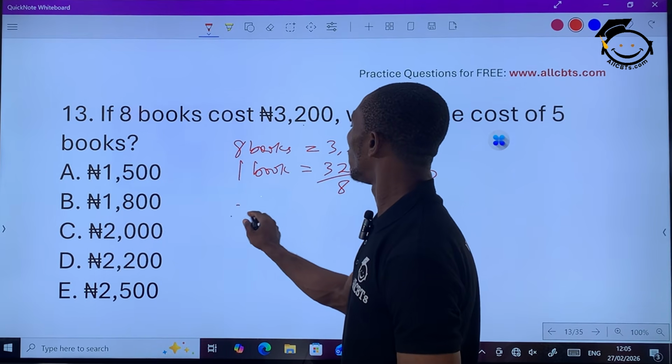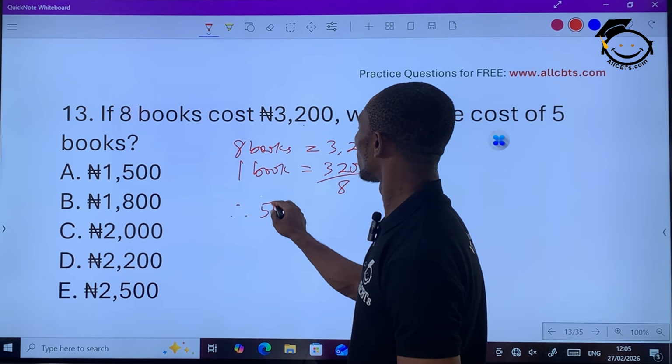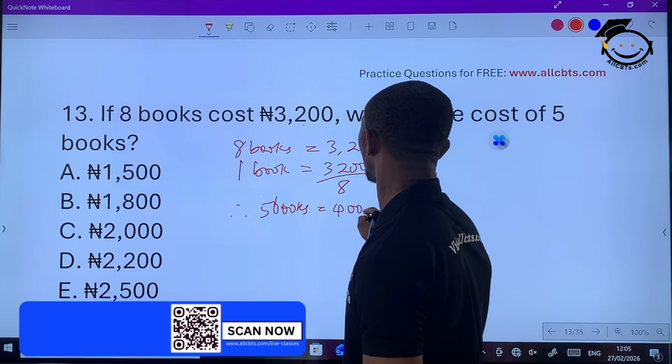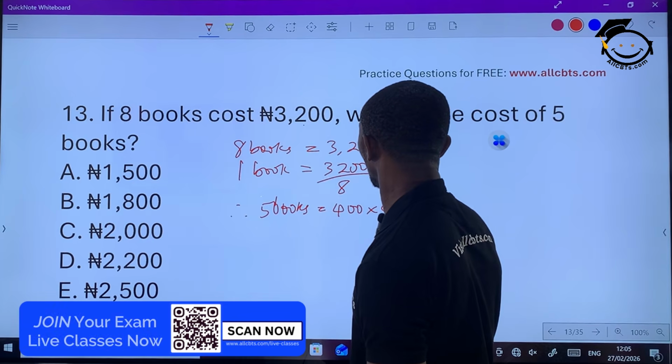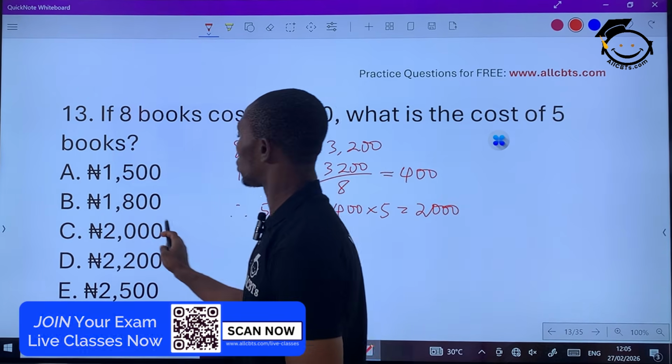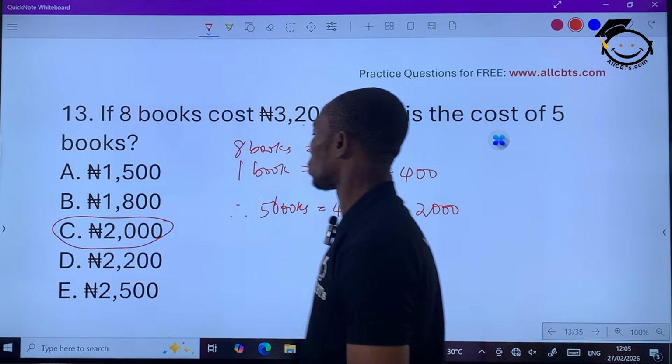So therefore, 5 books would be 400 times 5, which gives us 2,000 naira. So the cost of 5 books would be 2,000 naira.